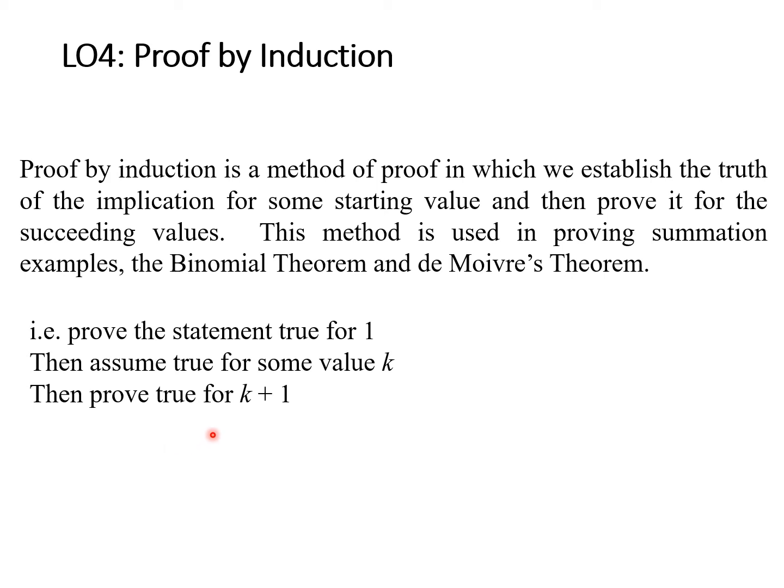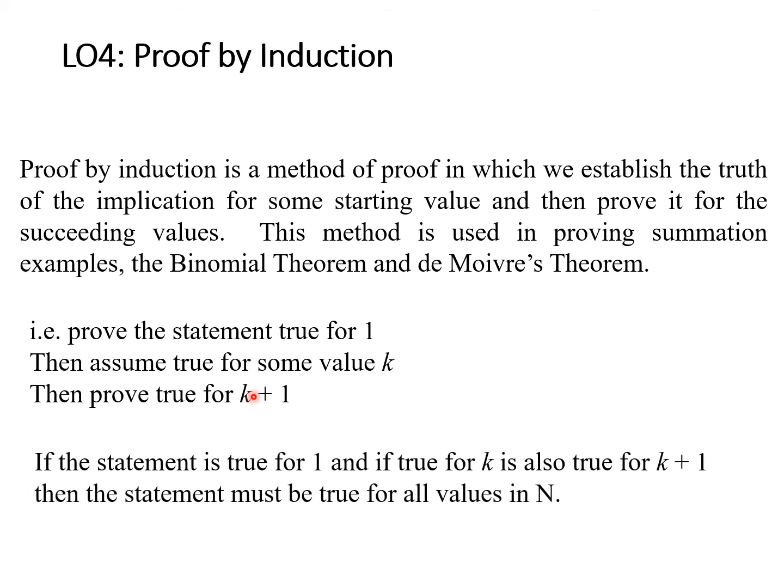Proof is true for k plus 1, and then we conclude because it's true for a particular set of integers of 1, k, and k plus 1, and then we prove that for every succeeding value, that particular mathematical statement is true. So therefore, we can conclude if the statement is true for 1, and if it's true for k and also true for k plus 1, therefore the statement is true for all integers of n or all values of n.